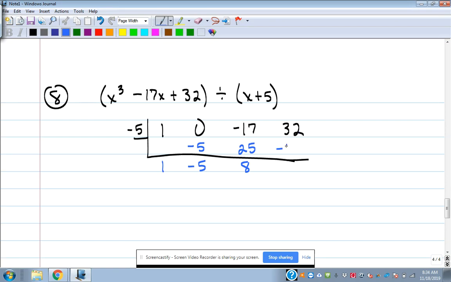Multiply, negative 40. And negative 8, what is the negative 8? It's our remainder. So what's our quotient? It goes down 1, so x cubed goes down to x squared, so x squared minus 5x plus 8 plus negative 8 over x plus 5.